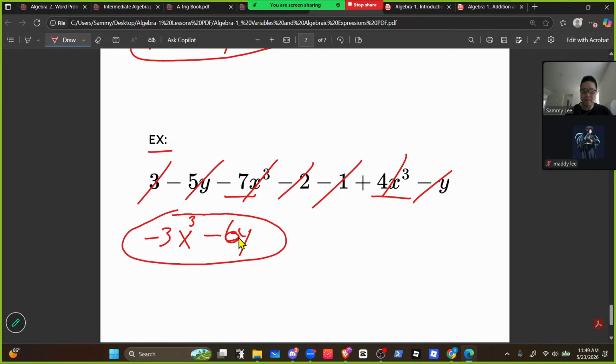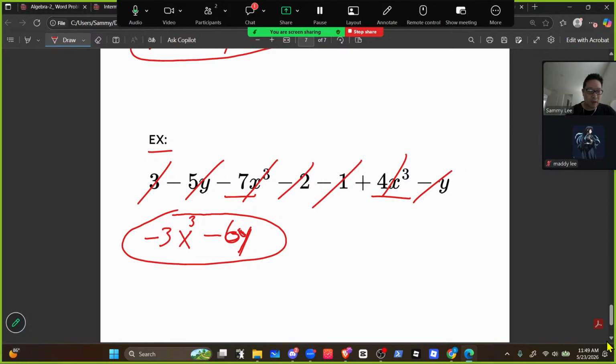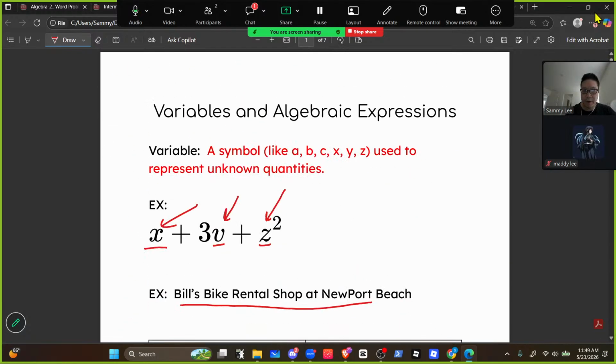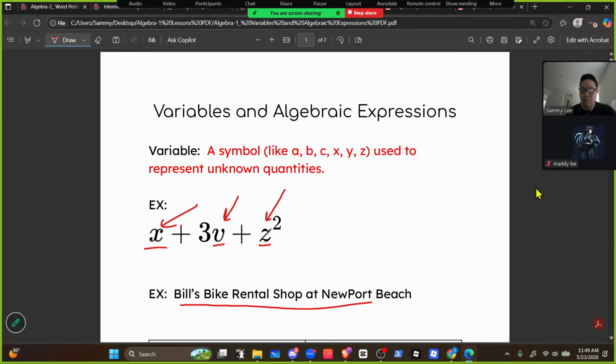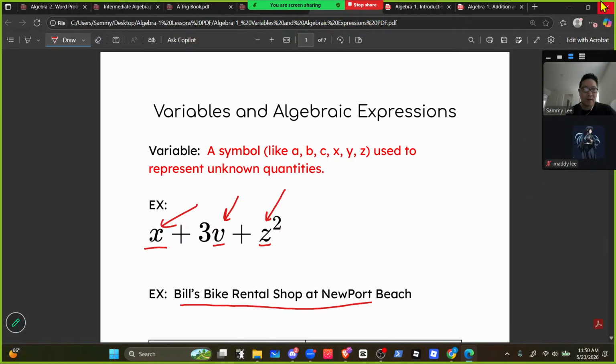Is this what you got? Yeah. All right. So that's going to conclude our lesson on variables and algebraic expressions. We're going to move on to equations, but we're going to take a short, let's do like a 10-minute break. Okay?